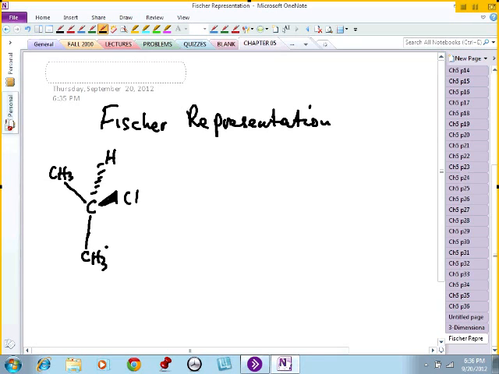Bring that molecule back. This is right here. Supposing now we have this molecule like this. What we want to do here, the Fischer representation, is actually a two-dimensional structure representing a three-dimensional molecule. Now, what does that mean?